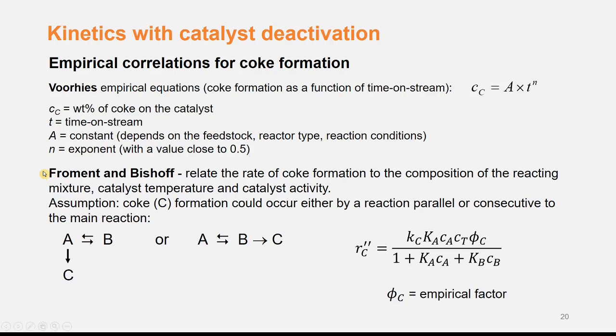Monk and Bischoff introduced an empirical factor into the expression we derived for the rate of formation of C. This is very similar to the Rc double prime we wrote earlier, but there is an extra factor, phi c, which can be determined experimentally.